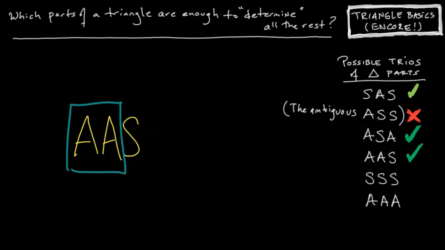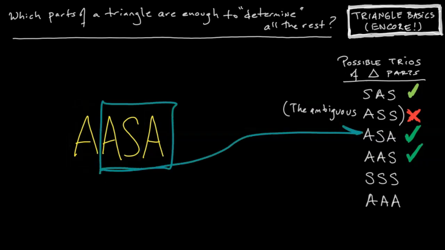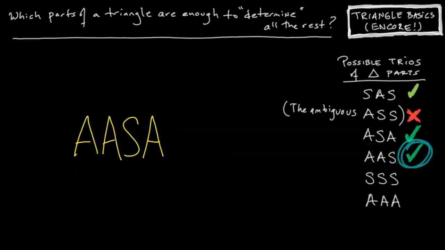If we know two angles in a triangle, of course we know all three angles because the three angles have to add up to 180. And if we know three angles and a side, well, of course the side lies between two of the known angles because all three angles are known. So that means angle, angle, side immediately gives us angle, side, angle. And we already knew that angle, side, angle does the job. And so angle, angle, side gets the coveted check mark.